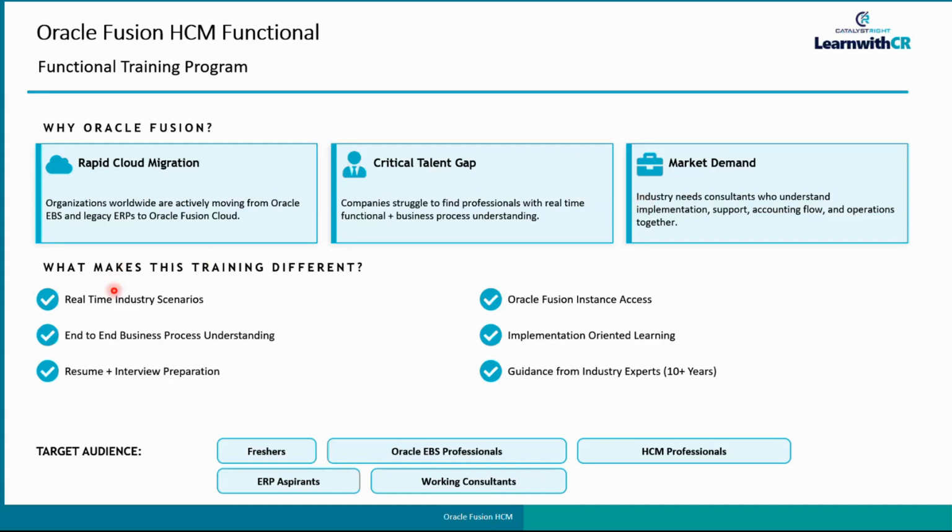Coming to the next one, why this training differs. We already mentioned you'll learn real-time industry scenarios. Another benefit is that we will provide you the instance. The server, if you talk about 2 months, costs around 15,000 in total. We'll give it to you free as part of this training, so that you practice daily and weekly on that, feel the screens, understand the screens and the menus, and then gradually become part of that ecosystem.